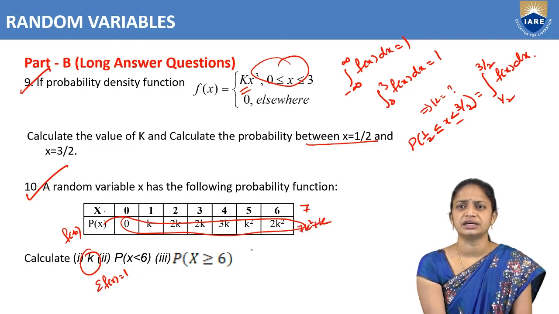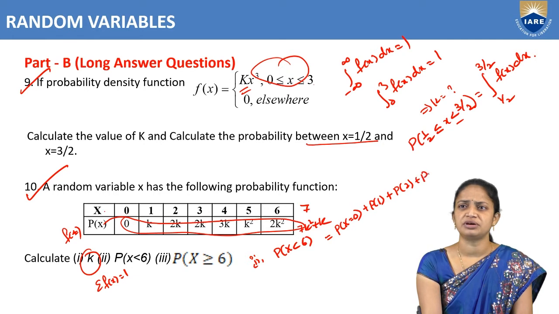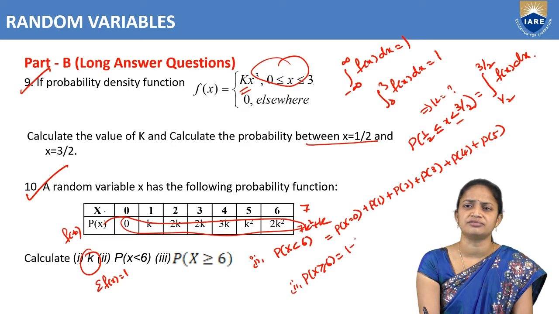Okay. And the second answer: p of x less than 6 means we have p of x equal to 0 plus p of 1 plus p of 2 plus p of 3 plus p of 4 plus p of 5. And coming to p of x greater than or equal to 6, you can just write 1 minus p of x less than 6. Just 1 minus, you can write this value here. Okay.